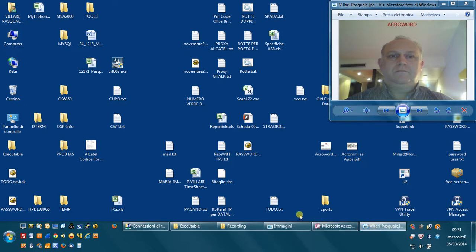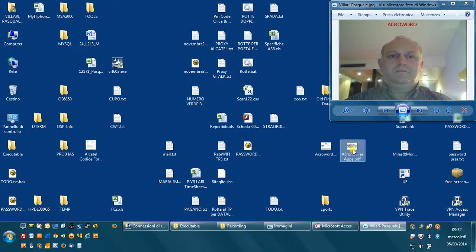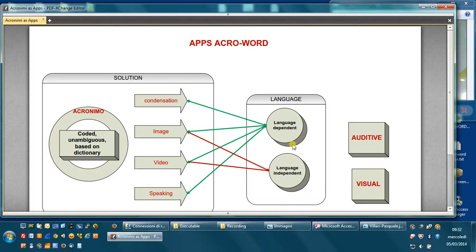So we start by introducing what the AcroWord prototype is about. AcroWord is seen as an application, so an app that can be distributed on different media. And what is the solution?